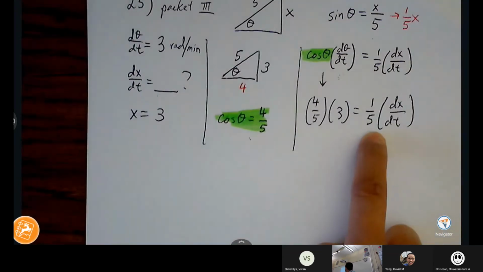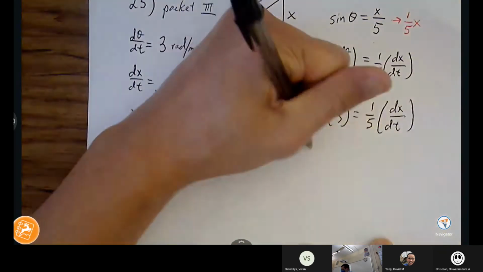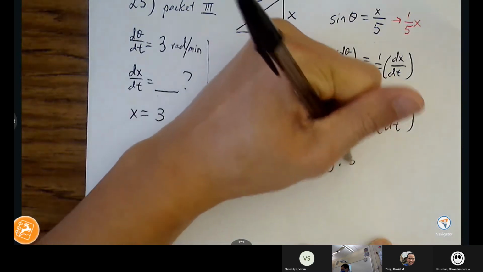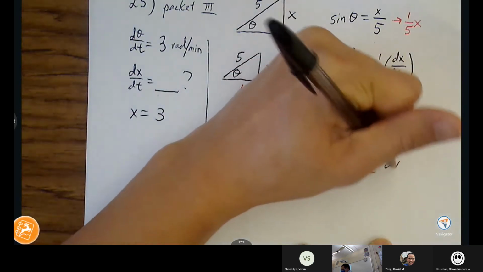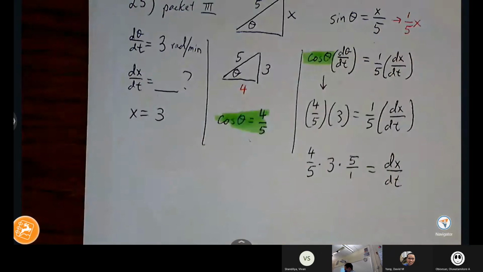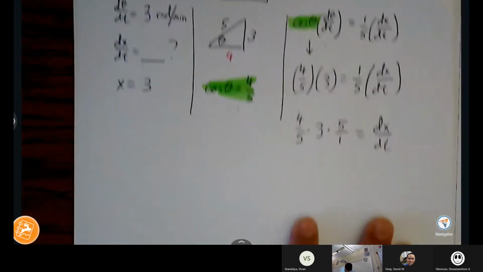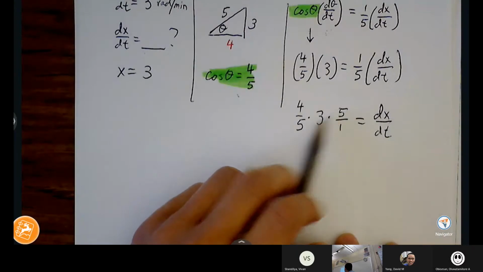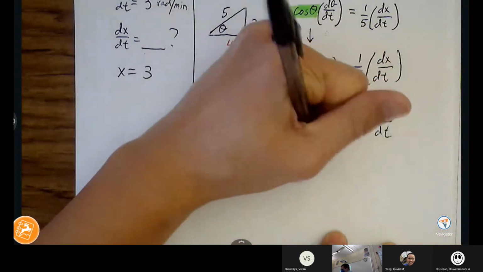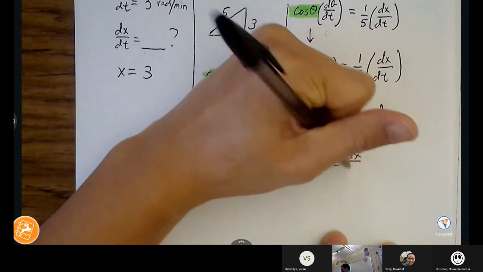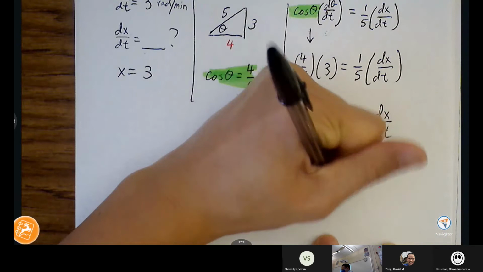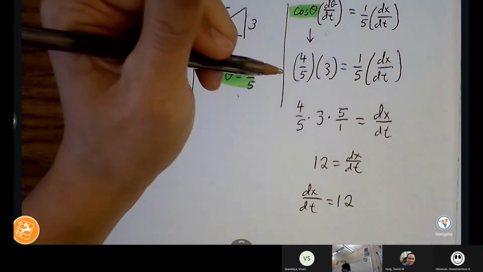Okay, so really the only thing out of place here is that 5, right? I can divide by 1/5, which is the same thing as multiplying by the reciprocal. So I'm just going to put all this together and figure out what dx dt is. Fives cancel out, we just get 12. What is it? Feet per minute.